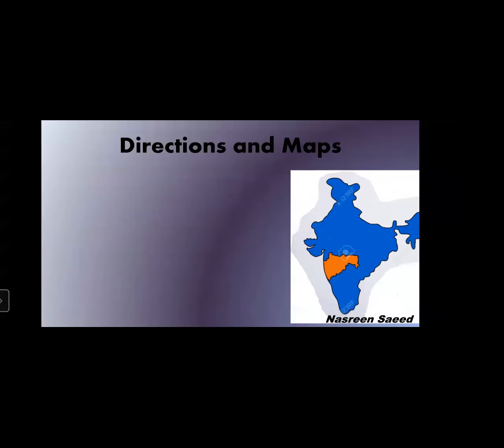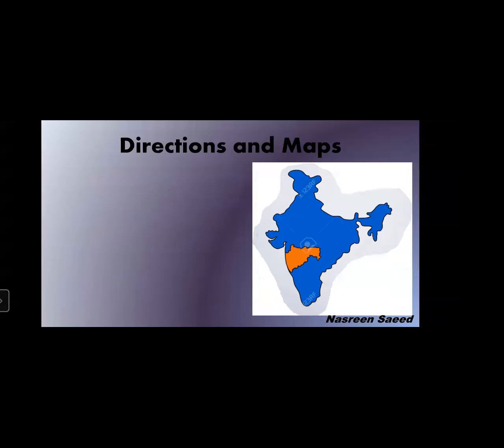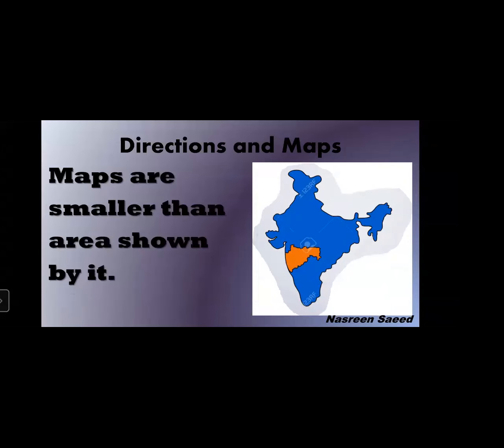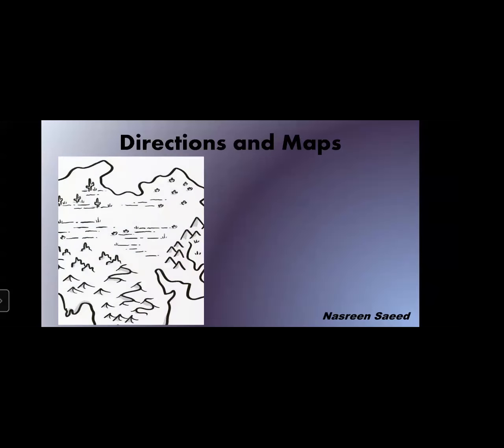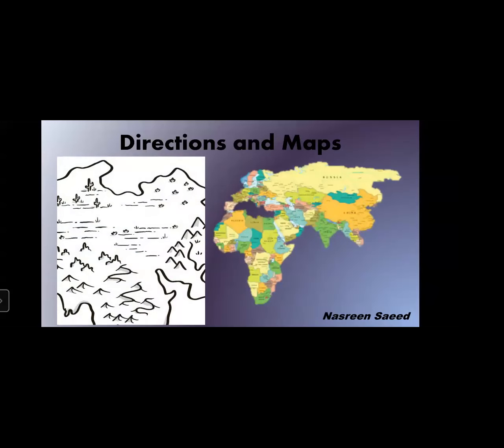Now maps are comparatively small. The places which we show are very big. Maps are smaller than the area shown by the places. Therefore, the distance between these places has to be shown in a very limited space on a map. If we have to show a mountain or trees, they are not very small, so we have to make them small and show them in a limited place.